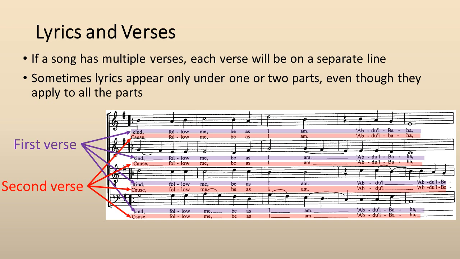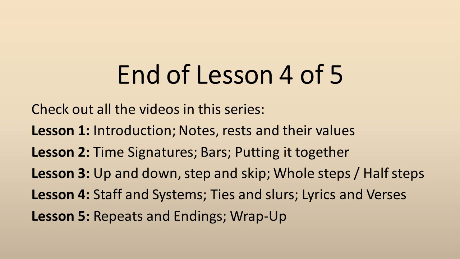When there are multiple verses to a song, each verse is printed on a separate line beneath the staff. Sometimes these are numbered, but not always. The first verse is on top, the second is below that, and so on. You sing the entire song, or repeated section, using the words of the first verse, then come back to the beginning and sing all the same notes using the words of the second verse.